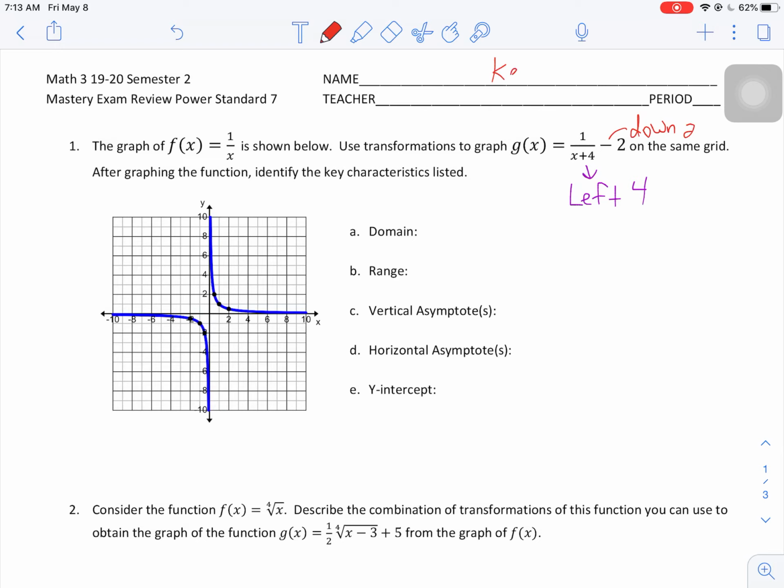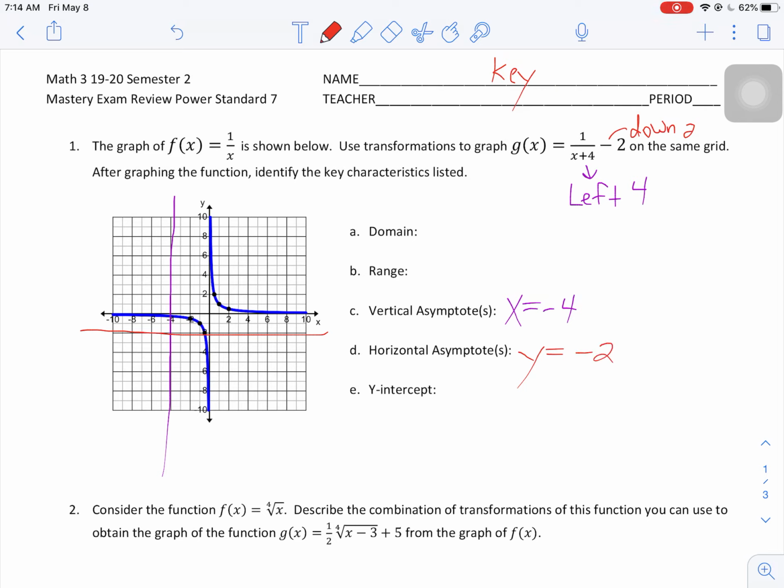So on our graph, we normally have a vertical asymptote at x equals 0 and a horizontal asymptote at y equals 0. So I'm going to move my asymptotes over first. If I need to go left 4, I just draw my new vertical asymptote at x equals negative 4 right here. So I'm going to go ahead and answer that question. Vertical asymptote is x equals negative 4 since I had to move to the left. For the horizontal asymptote, I had to go down 2. So it should be right down here at y equals negative 2.